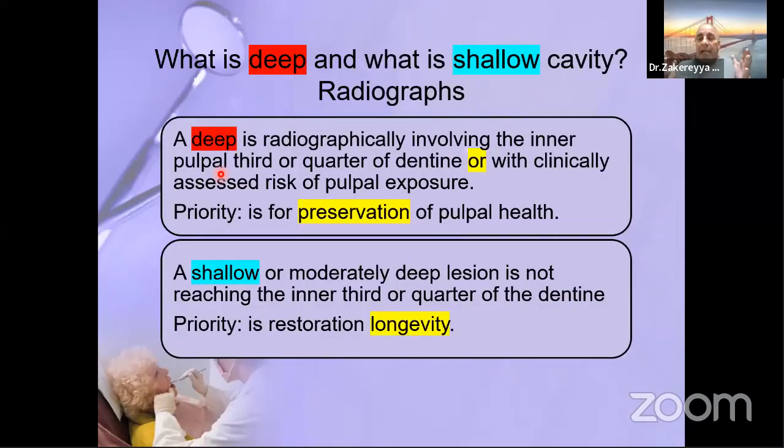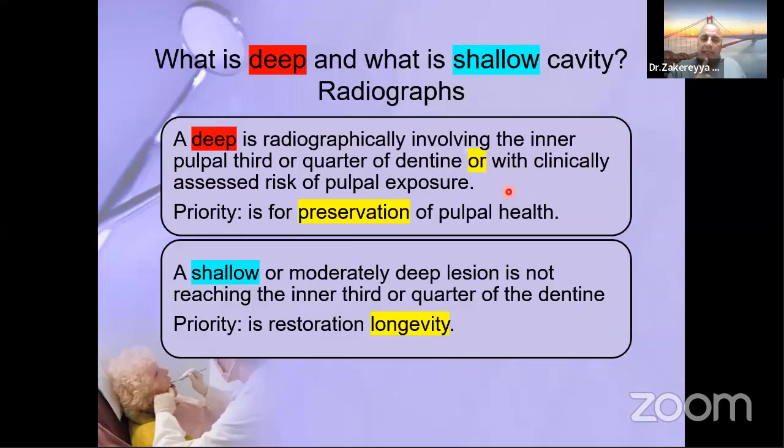So now, as we detect the caries lesion, there might be two types of cavities. One of them is deep, the other one is shallow. Now, what's the deep? What is the shallow? Radiographically, a deep lesion involves the inner pulpal third or quarter of the dentine, or with clinically assessed risk of pulp exposure. Look at the radiograph. If it reaches the inner third of the dentine, it is considered to be deep. If there is a possibility of pulp exposure, it is considered to be deep.